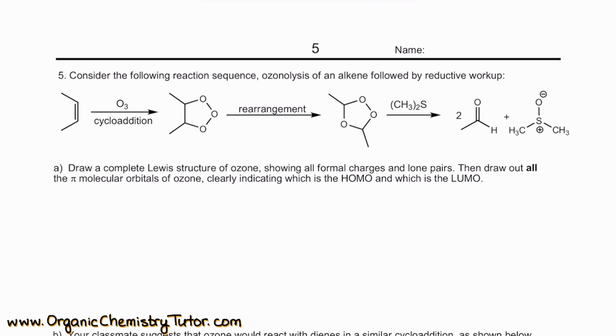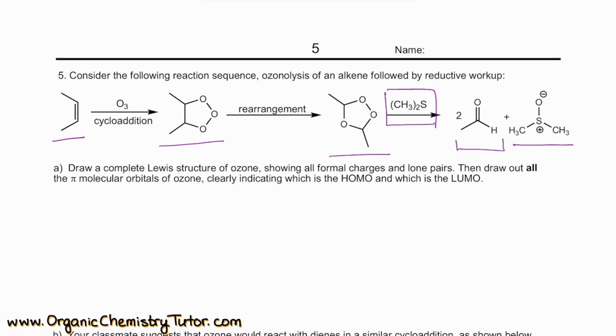Alright, so for the next one, looks like we are looking at some more fun stuff. So consider the following reaction sequence: ozonolysis of an alkene followed by the reductive workup. So we have a simple alkene, we are doing the ozonolysis that forms the initial primary ozonide or molozonide, and then after the rearrangement, we are going to get the secondary ozonide or just a regular ozonide, and then finally we have a reduction over here that's going to give us our aldehyde as a product plus DMSO as the co-product in this reaction. Okay, cool.